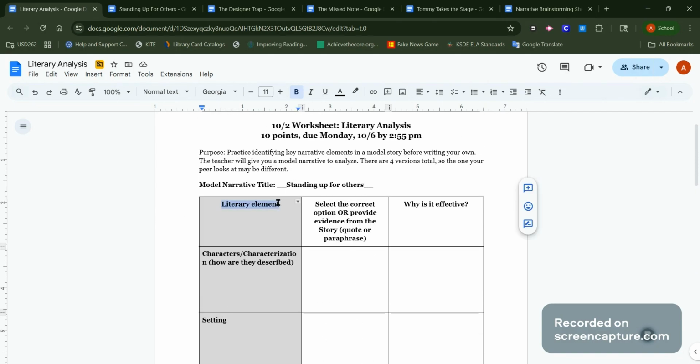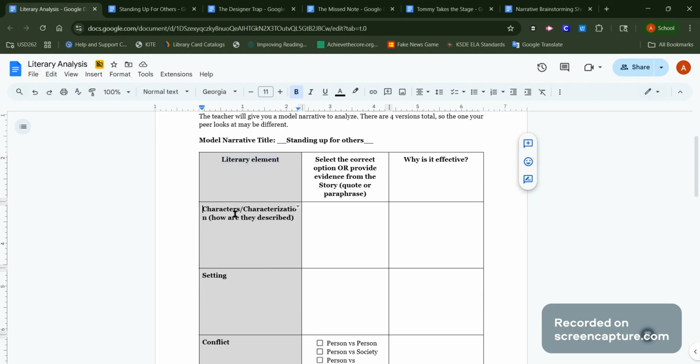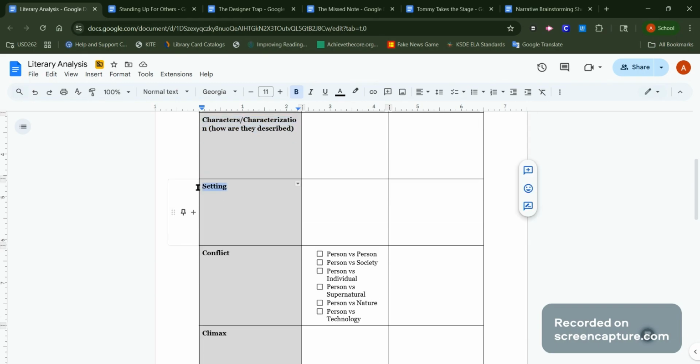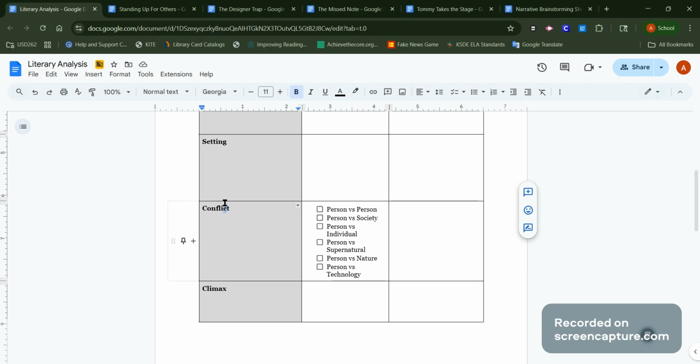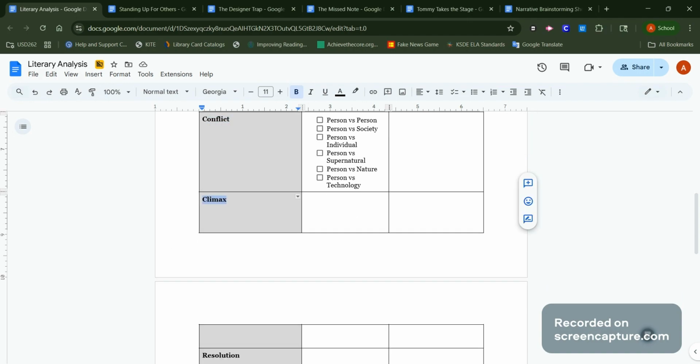Here are some literary elements that you're going to look at that we have been talking about for Unit 1. If you need a reminder or aren't sure what this element means, go back to your class notebook in your student notes section. These were actually the first set of notes that we put in at the start of the year. First, you're going to look at characters or characterization. How is the character described? We're also going to look at setting. You'll look at conflict and you'll just get to mark whichever one you find.